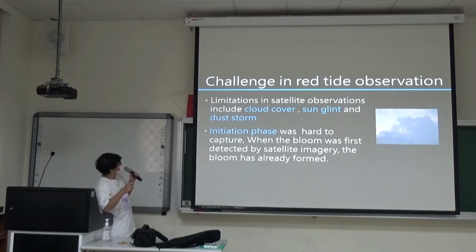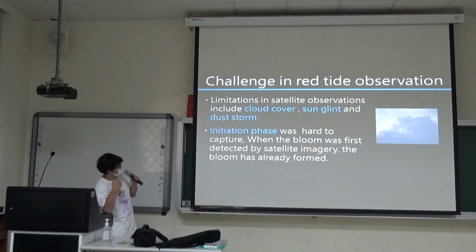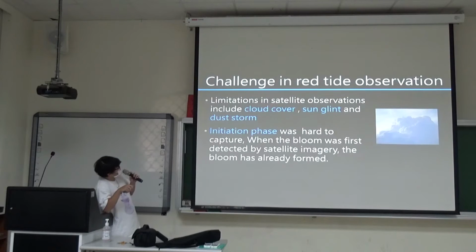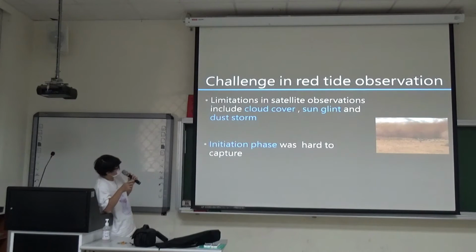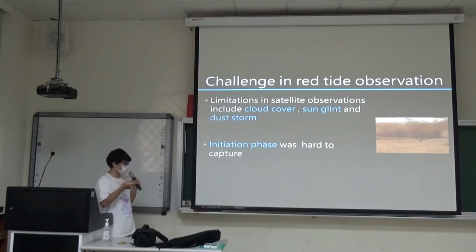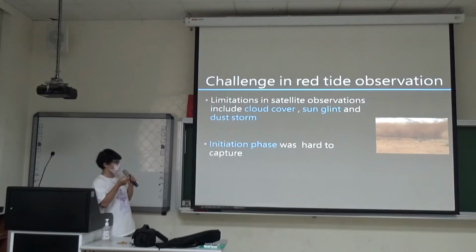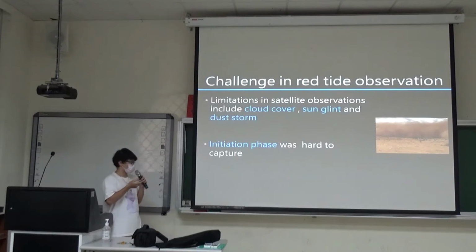And there are many challenges in red tide observation. The first limitations in satellite observations include cloud cover, sun glint, and dust storm. And the initiation phase was hard to capture because when the satellite first captured an image of the algal bloom, it had already formed.